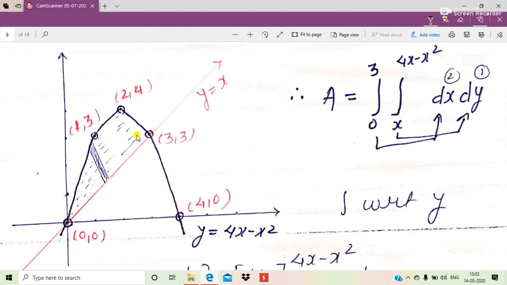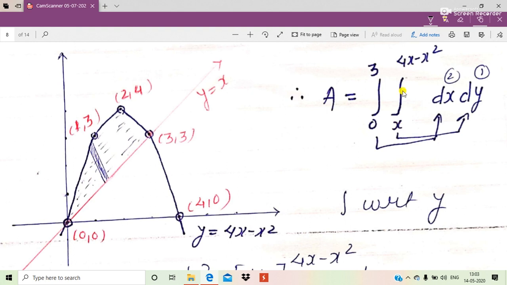And the ordinates are at the intersection. As we can see from the diagram, we have two intersecting points, (0, 0) and (3, 3). So here the value of the ordinate will be x is equal to 0, and here x is equal to 3. So the limits of x will be from x is equal to 0 to x is equal to 3. So the limits of x are constants, and the limits of y are functions of x. So we have to integrate this.